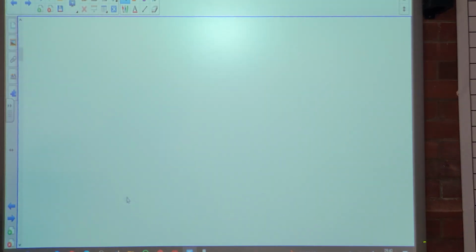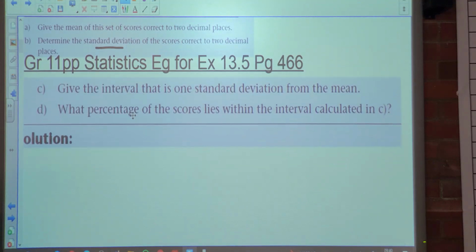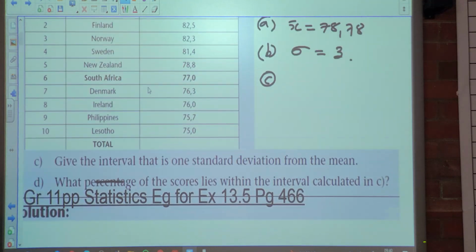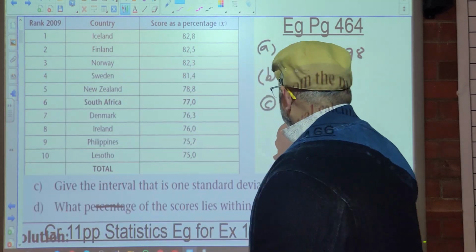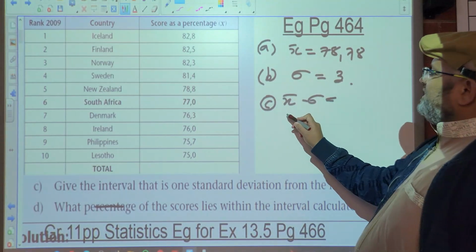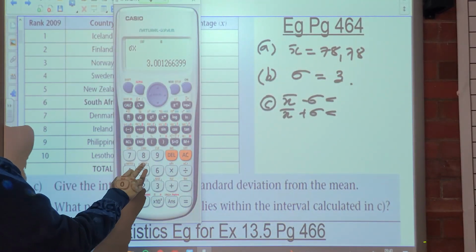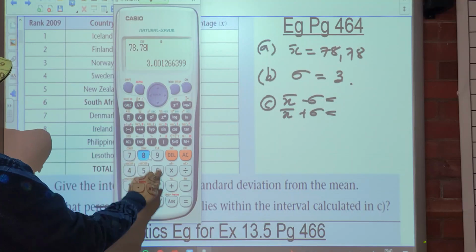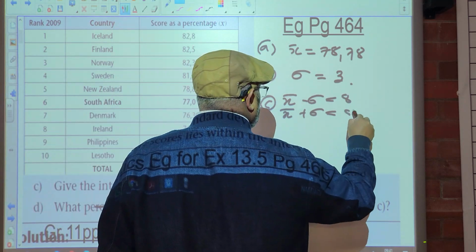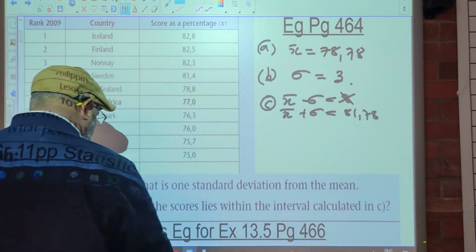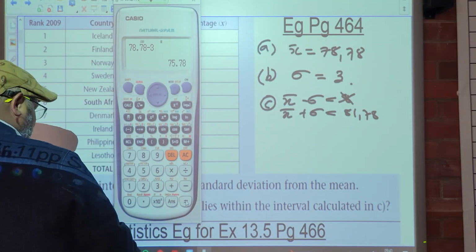C says, give the interval that is 1 standard deviation of the mean. Remember I did this earlier? So how do I do that? I say your mean minus your standard deviation and your mean plus your standard deviation. So it's going to be 78.78 plus 3 is 81.78. And then minus gives us 75.78.